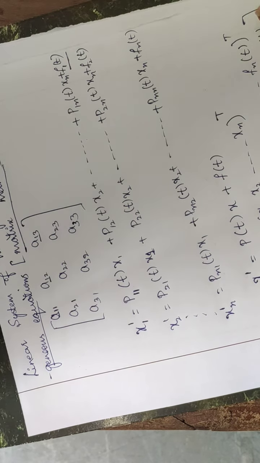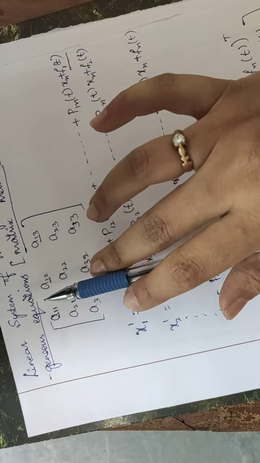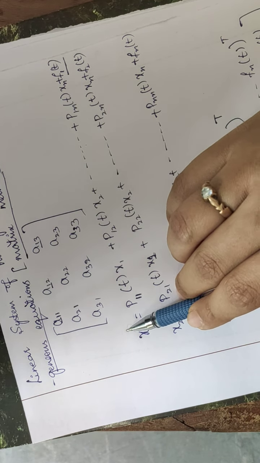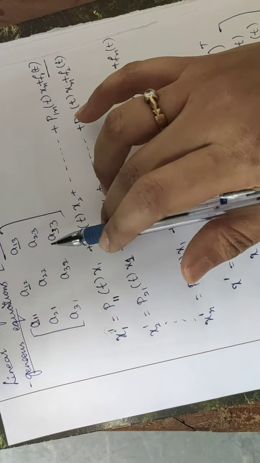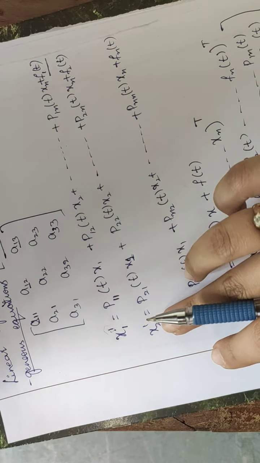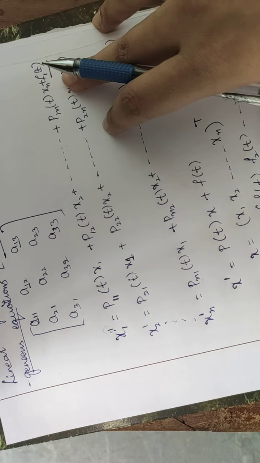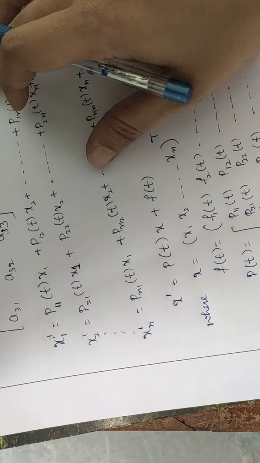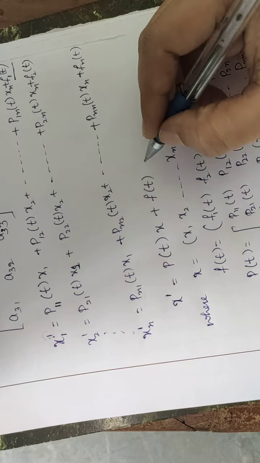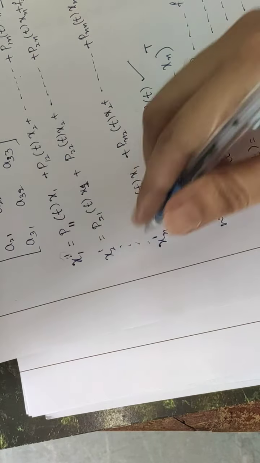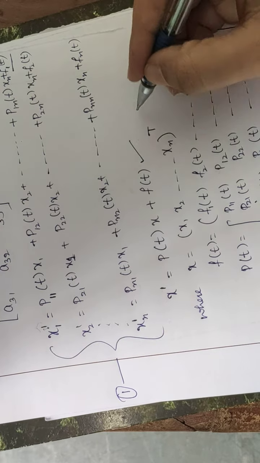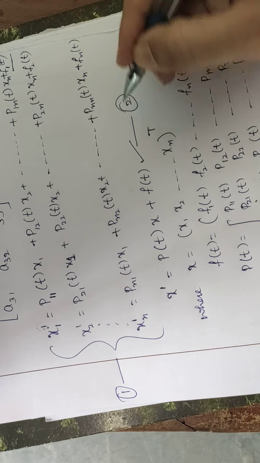So what I have done, I have just considered nth linear differential equation of first order, and since we are in matrix form, I have just written the equation in matrix form itself. The reduced form of this nth linear differential equation is this. I will call this equation number 1 and this equation number 2.